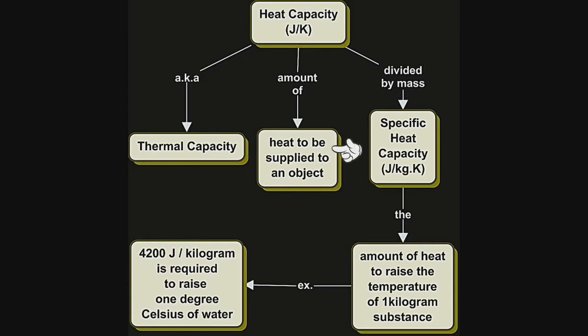So what is the concept of heat capacity? This is actually the amount of heat to be supplied to an object. If the heat capacity of a particular substance is divided by its mass, then that is the specific heat capacity of that substance, given by the unit joule per kilogram Kelvin.